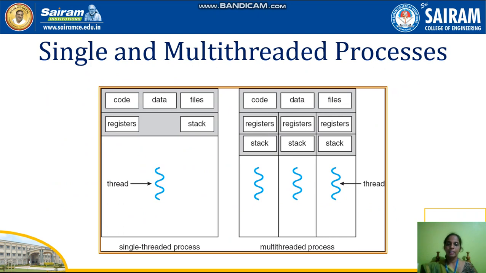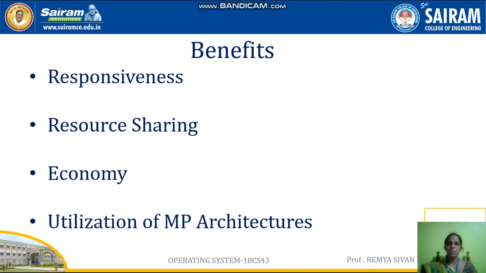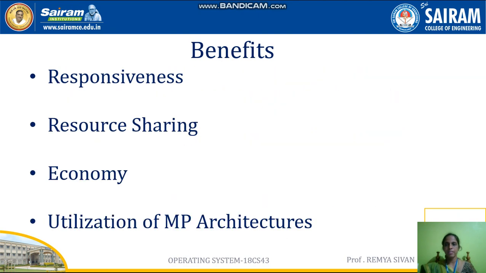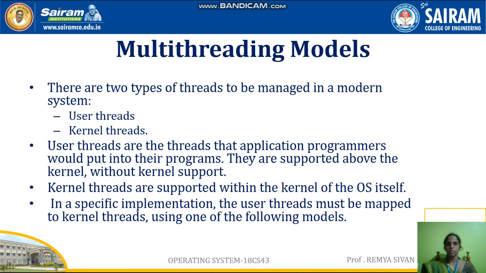One example of multi-threading is your word processor. One thread takes care of reading the data as you type, and another thread takes care of grammar check or spell check. That is an example of a multi-threaded application. In a web browser also, one thread takes care of image retrieval and another takes care of data and text retrieval. So the benefits are responsiveness, resource sharing, economy and utilization of multiprocessor architectures.